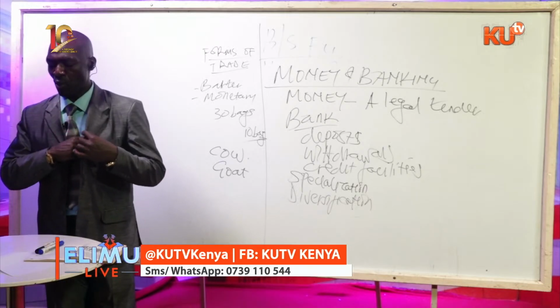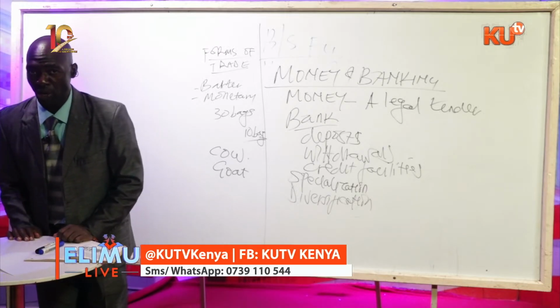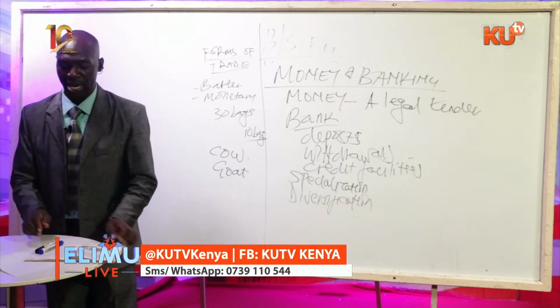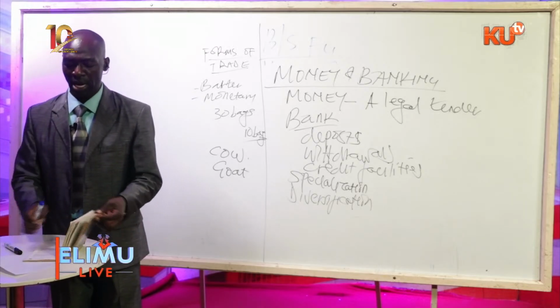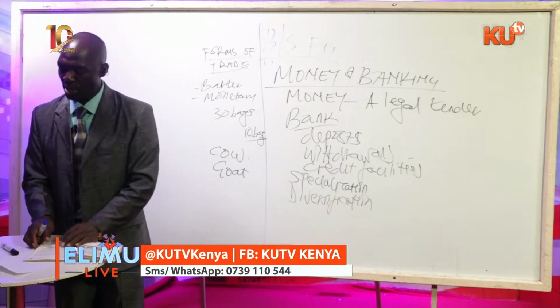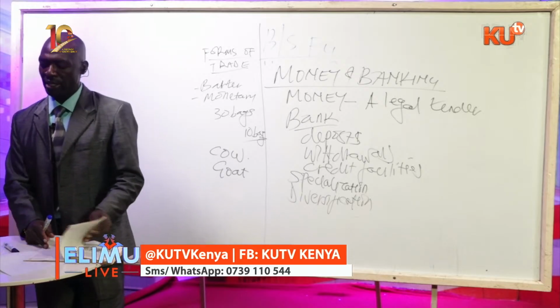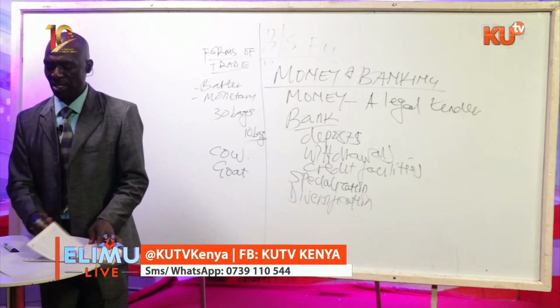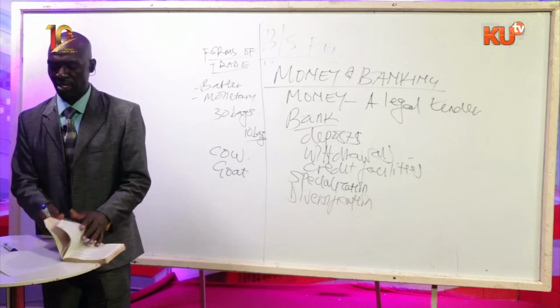Now, we had looked at money. That's all about barter trade. After barter trade, we can now look at the characteristics of money.